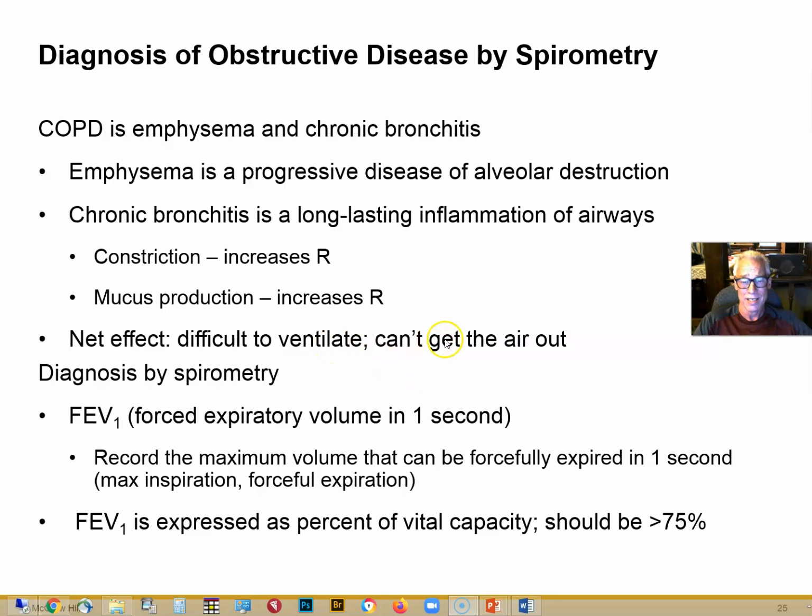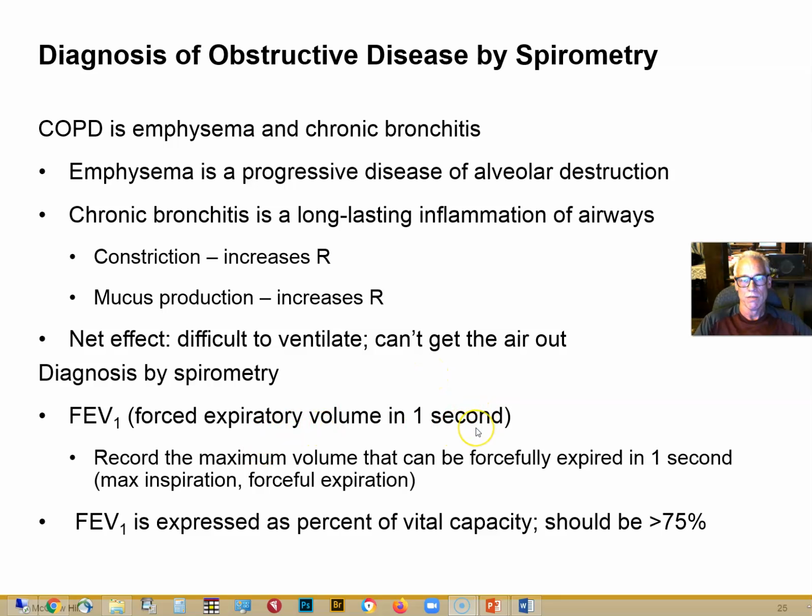How can we diagnose this condition with spirometry? Well, this is called obstructive disease, and the simplest description is it's hard to get the air out when you have obstructive disease. You can inspire air relatively easily. It's very difficult to force it out. So if we use the spirometer to see how much air someone can force out of their lungs in 1 second, we can figure out whether their lungs are obstructed or not.